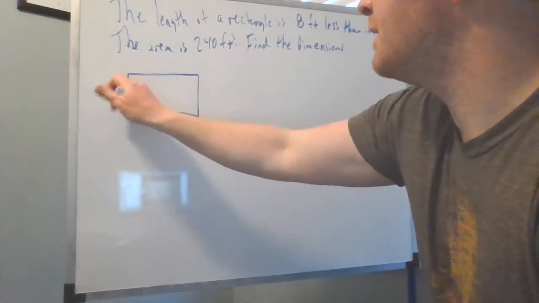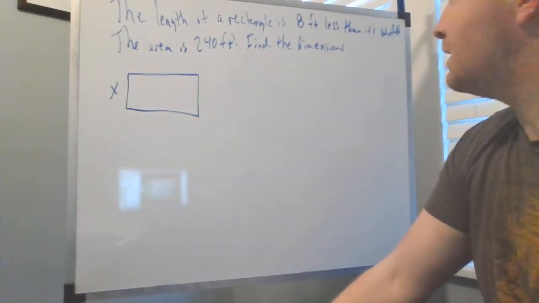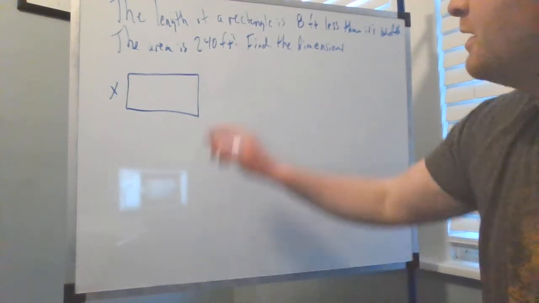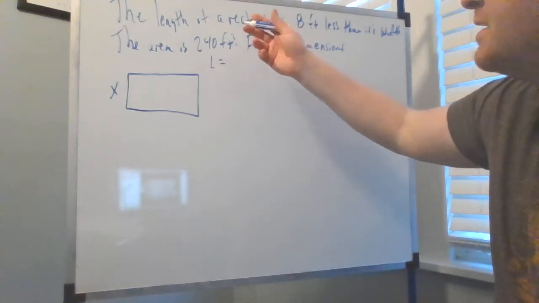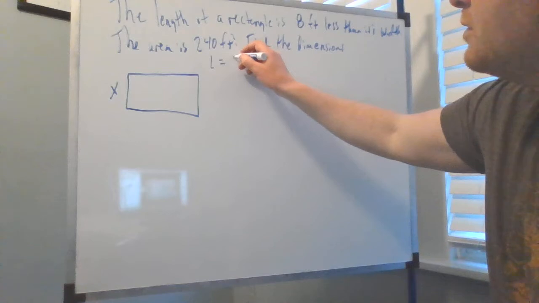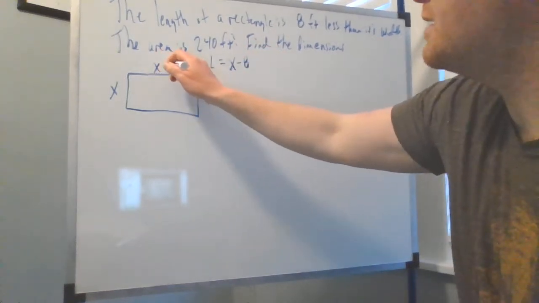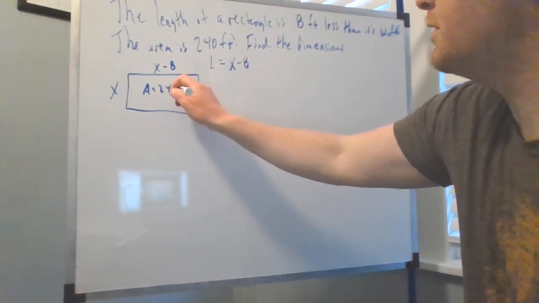All right, I got my width is my x, and my length is 8 feet less than its width. Remember, give yourself that little equation. Length is, or y equals, in this case, L equals 8 feet less than its width. So the length is, we're calling x minus 8. So I got x minus 8 right here, and I got my area equals 240.